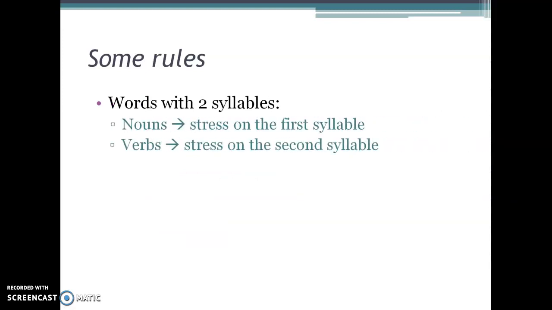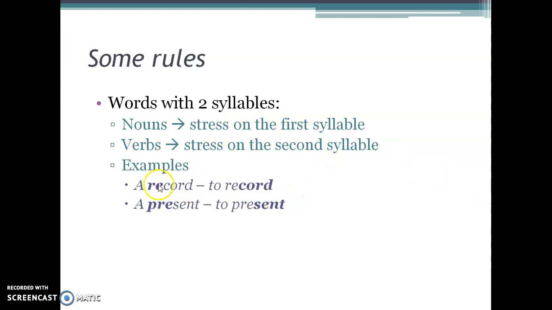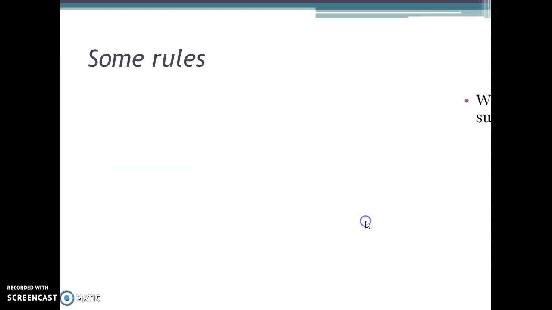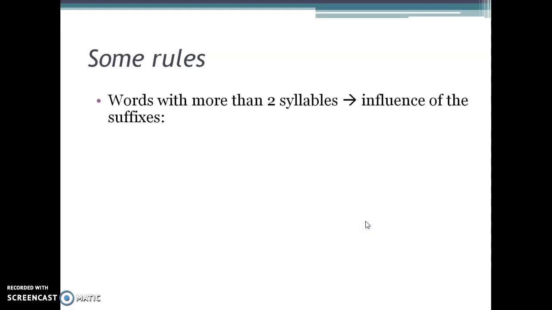Let's start with words with two syllables. We've already seen that for nouns, the stress is on the first syllable, while for verbs, the stress is on the second syllable. Do you remember the example we saw earlier, a record and to record? We've got this other example as well, a present, un cadeau, and to present, présenter. See, it's quite different.